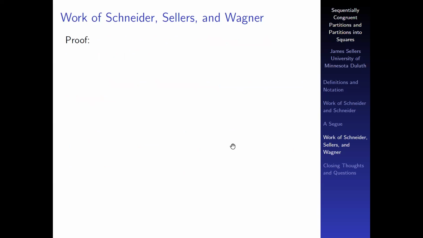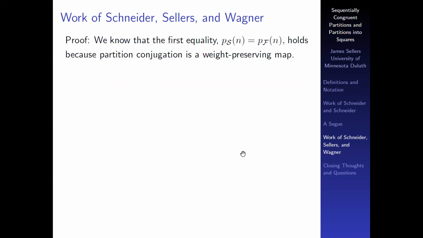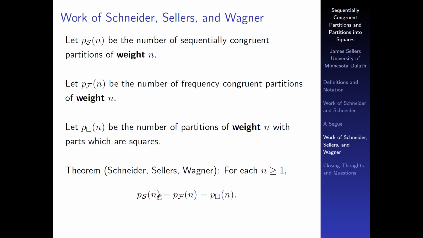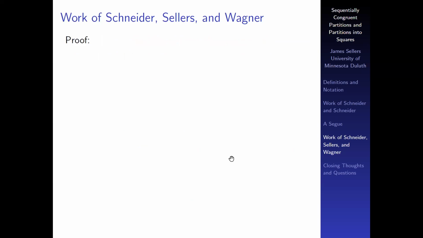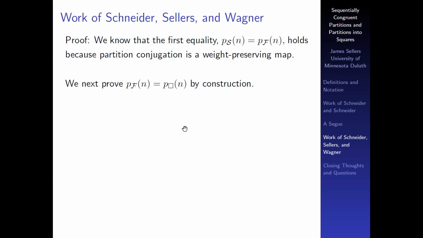And so let me just show you a quick proof of this result, which I think is very pretty from a combinatorial standpoint. So we know that p sub s of n and p sub f of n are equal because conjugation is a weight preserving map. So that first equality here is actually very, very easy. So all I want to do now is prove that p sub f of n is equal to p sub square of n, and I'll do it by construction. So I'm going to start with a partition which is frequency congruent.